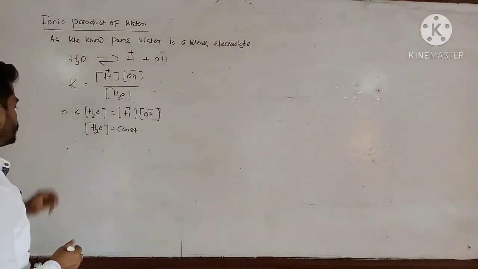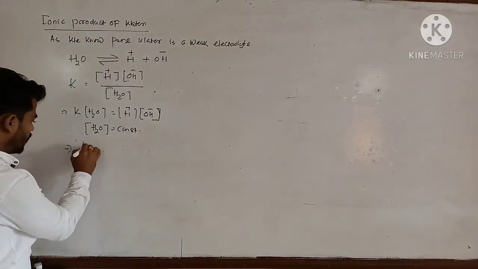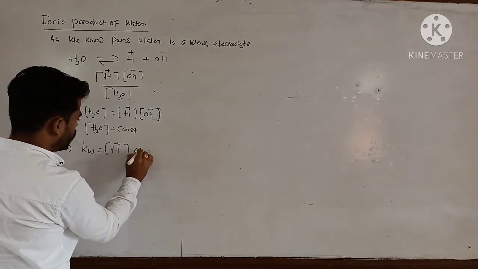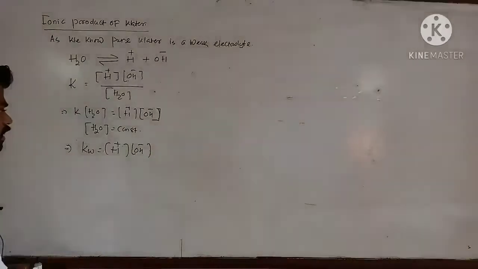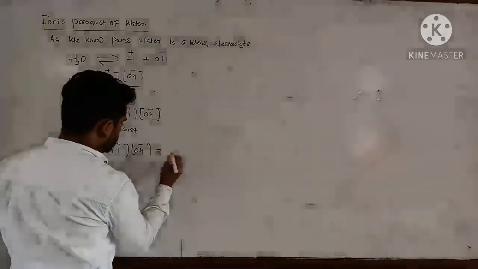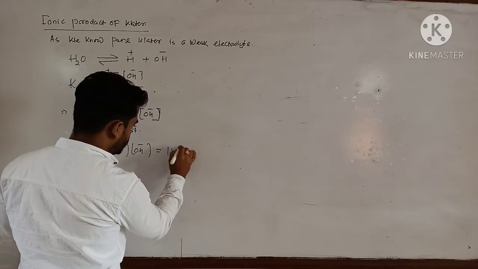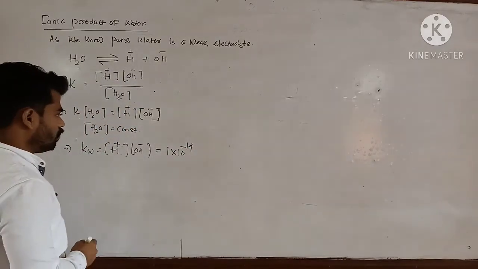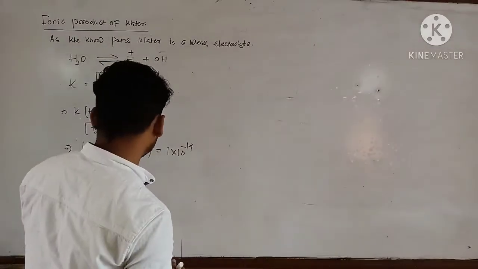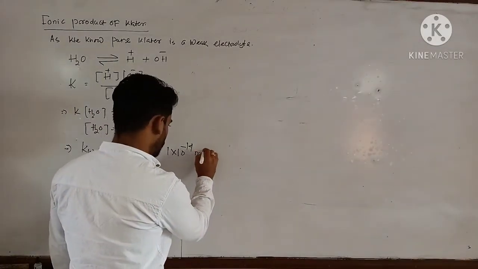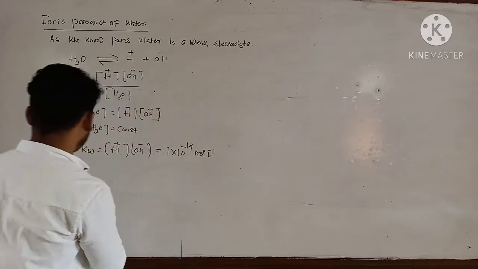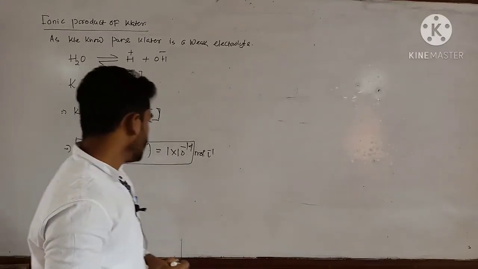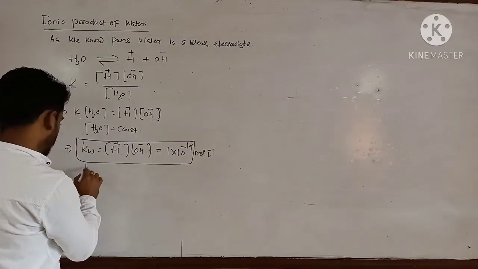So the overall product becomes constant. That constant is known as Kw, that is equal to H plus concentration into OH minus concentration. And its value is found to be 1 into 10 to the power minus 14 mole liter inverse. So this is the value of Kw, or you can say this Kw is called the ionic product of water.